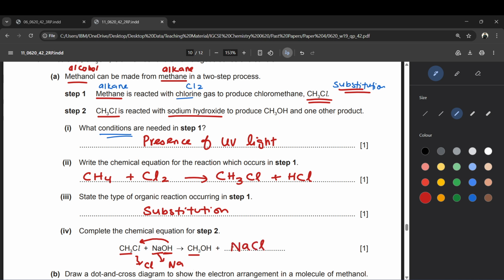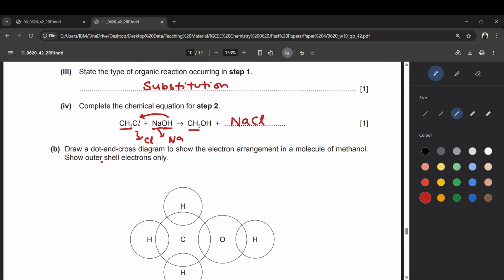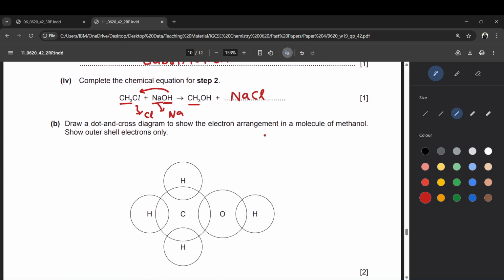All right. Now this is not a reaction that is part of your syllabus, but this is just some logic that you need to apply. If OH has taken the place of Cl, what's left? It is sodium and chlorine. Now it says draw a dot and cross diagram to show the electron arrangement in a molecule of methanol. Show outer shell electrons only.